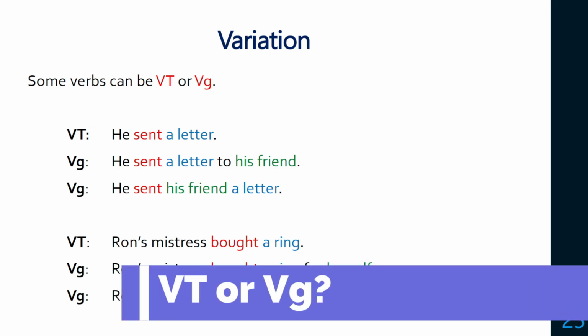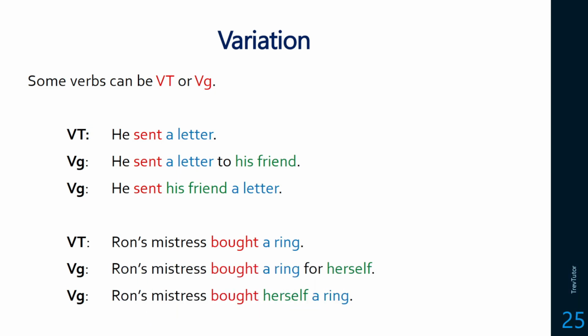Okay, the last thing to talk about is variation between transitive verbs and ditransitive give verbs. So if we do not have an indirect object, a recipient, then some of these give verbs can also just be transitive. So a verb like sent, you can say he sent X, so he sent a letter, or you can specify the recipient too. He sent a letter to his friend, or he sent his friend a letter. So if the indirect object is present, we have a ditransitive give verb, a VG. If it's not present, we just have a transitive verb.